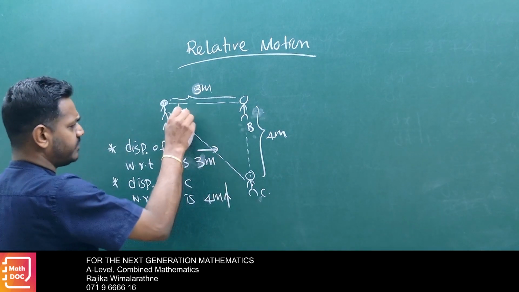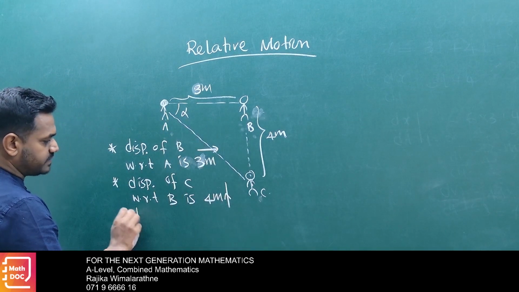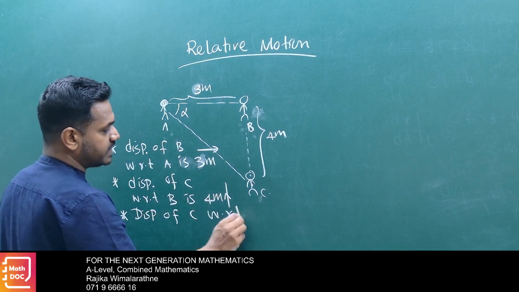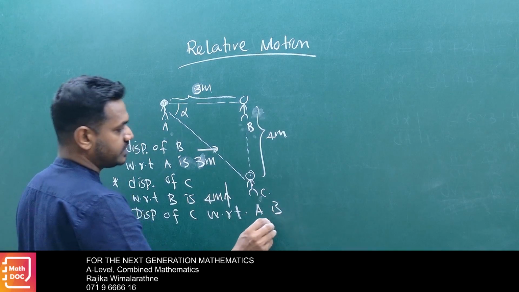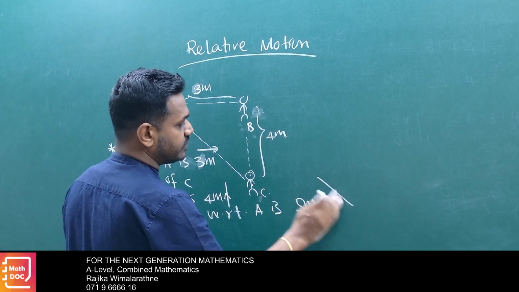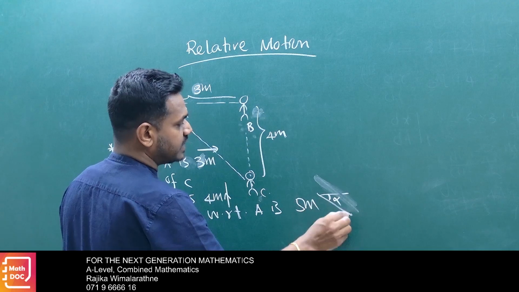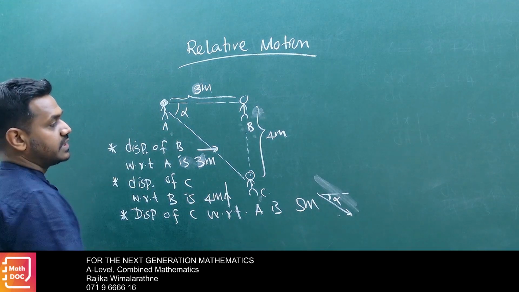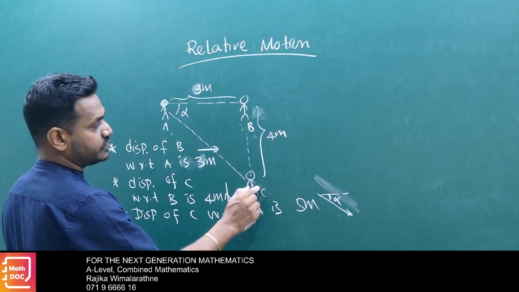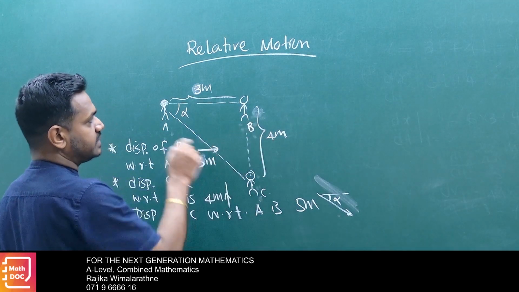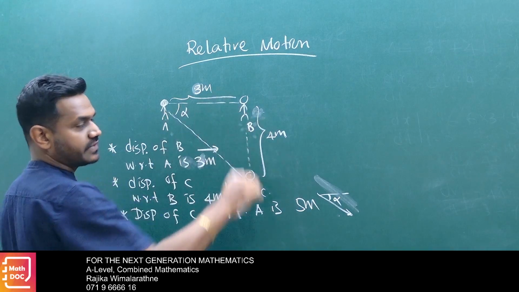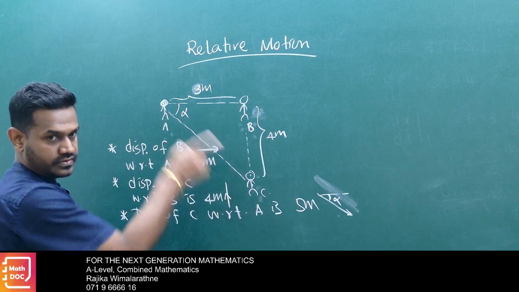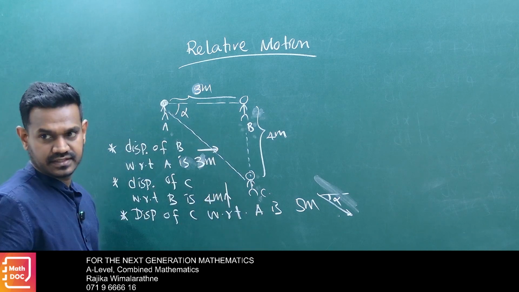Take this angle alpha. Then here we say the displacement of C with respect to A is 5 meters at inclination alpha. That is about displacements. So the relative displacement here to C is 4 meters, here to A is 3 meters. They are different, no? Therefore, these two have relative displacement between A and C.